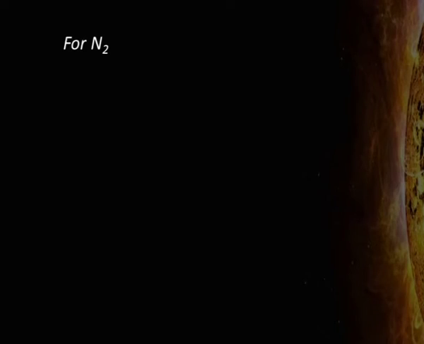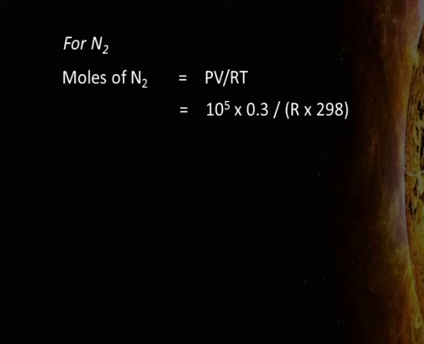Similarly, we can calculate the entropy change for nitrogen also. Now, number of moles of nitrogen will be equal to PV divided by RT. P is 10 to the power 5 newtons per meter square, V is 0.3 meter cube and T is 298 Kelvin. Putting all the values, we will get number of moles of nitrogen equal to 100.7 divided by R.